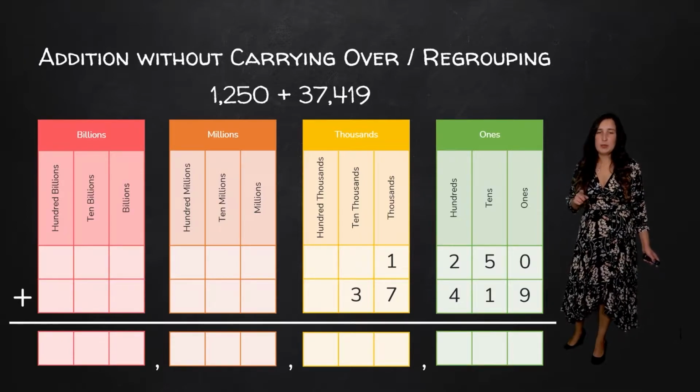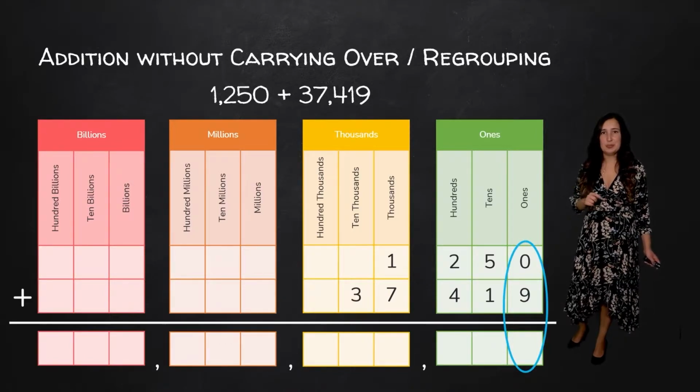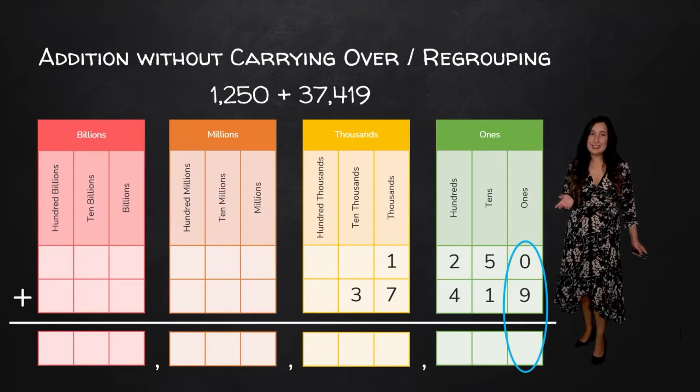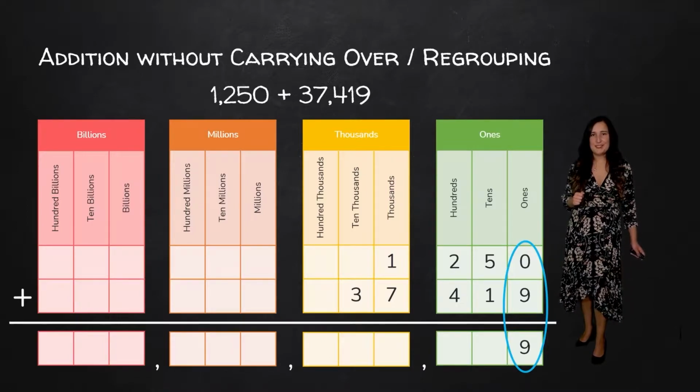So once our numbers are lined up by place value, we're going to start with the smallest place value, which in this case is the ones, and we're going to add going down and then move on to the left when we're done. So starting off in the ones place, here we have 0 plus 9, and we know that 0 plus 9 is equal to 9. So that's it. We're done with the ones place value.